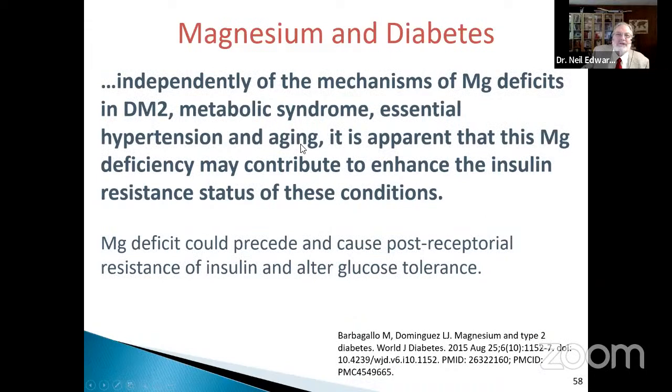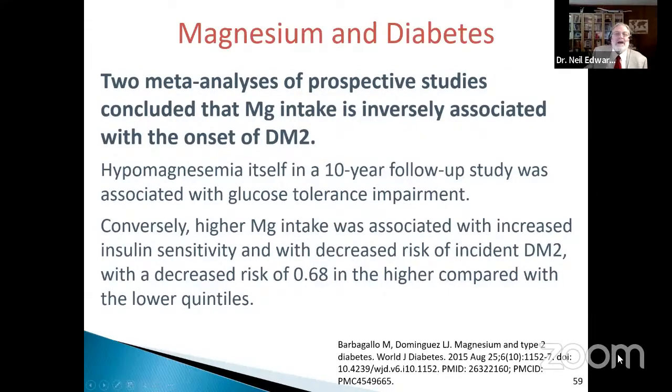And metabolic syndrome is another factor involved in magnesium deficiency. Magnesium deficiency increases insulin resistance. And magnesium intake is inversely associated with the onset of type 2 diabetes as well. Decreased risk of about 2/3 in the folks who take the most magnesium intake.